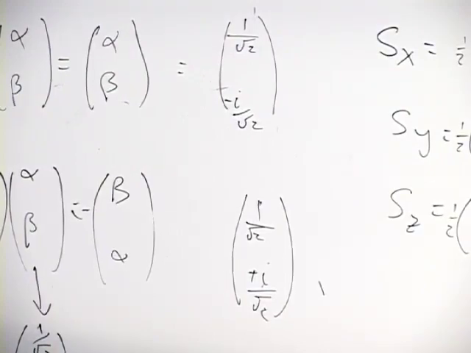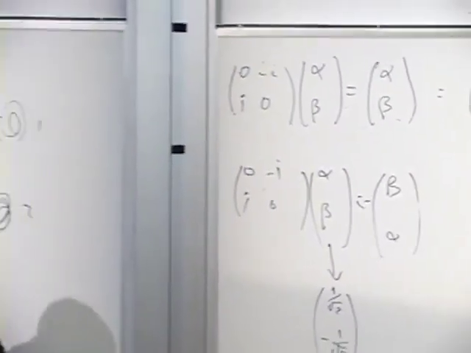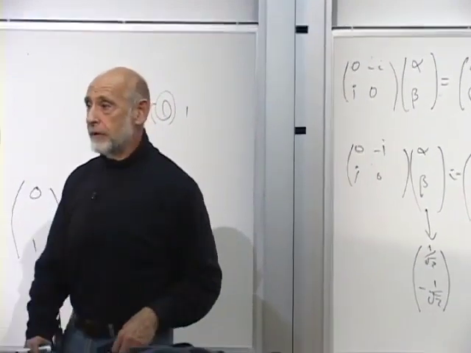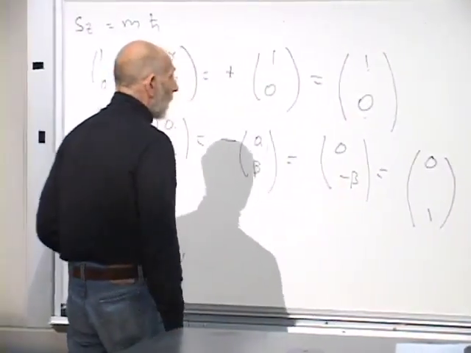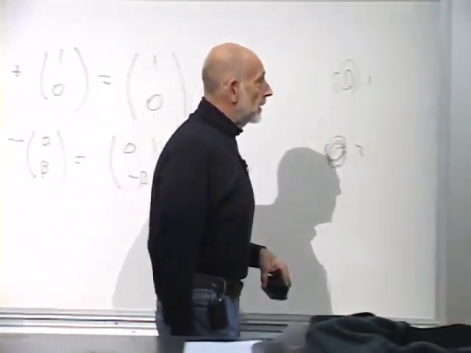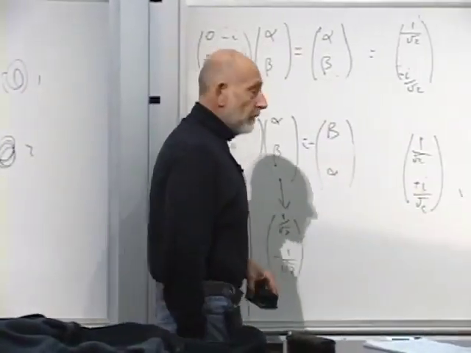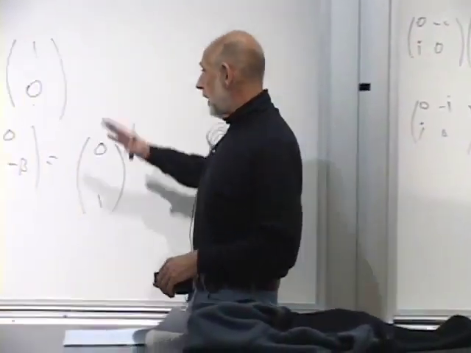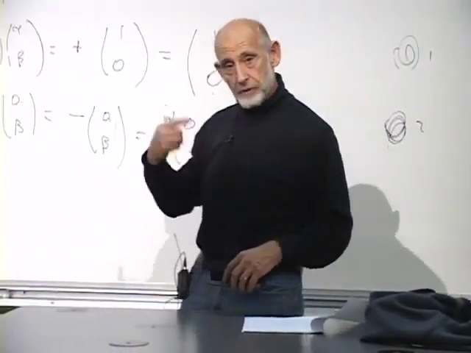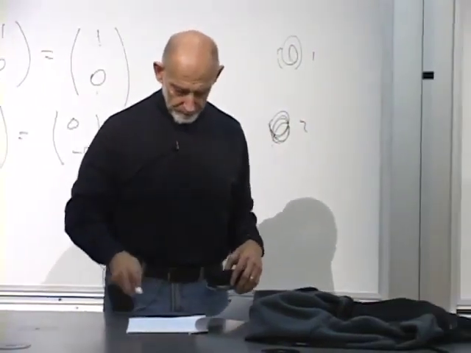All right, that's spin a half. That's the whole theory of spin a half. All wave functions, all state vectors corresponding to all possible directions of spin, are linear combinations of the two states in which the spin is up along the z-axis or down along the z-axis.